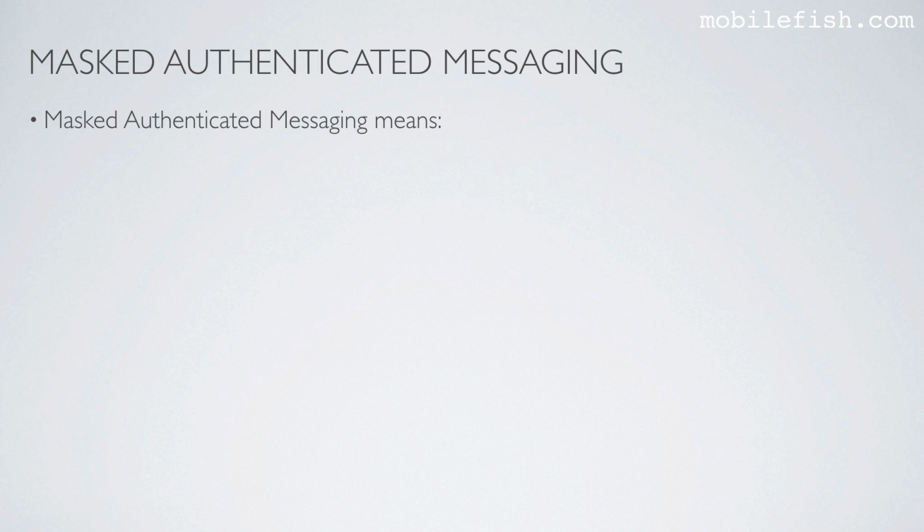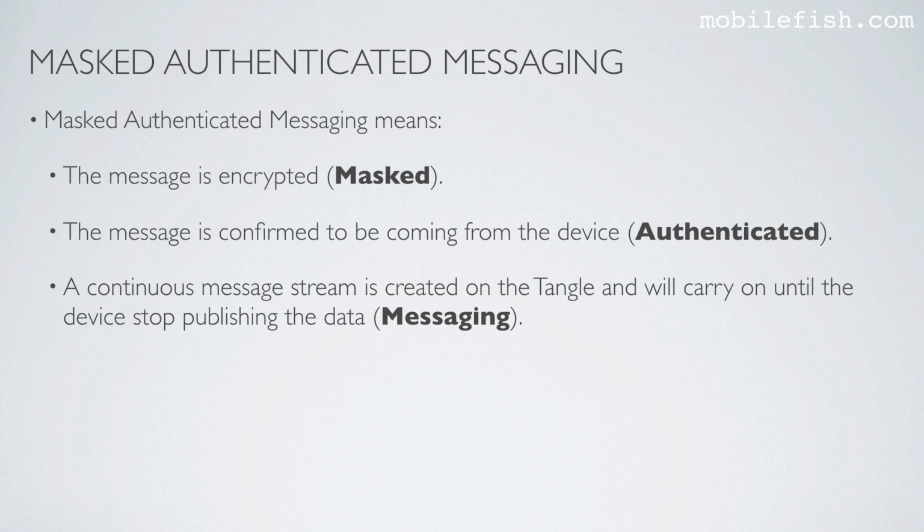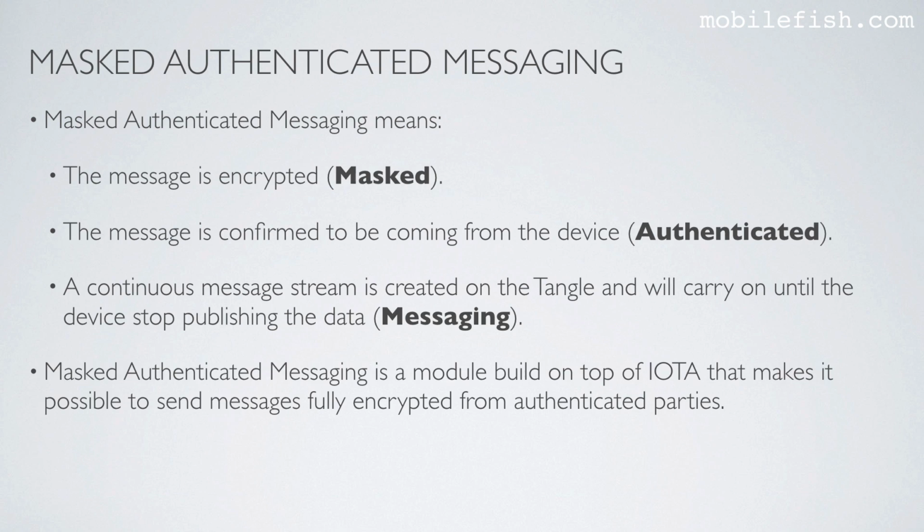Masked Authenticated Messaging means the message is encrypted. Another word for it is mask. The message is confirmed to be coming from the device, meaning it is authenticated. A continuous message stream is created on the Tangle and will carry on until the device stops publishing the data. This is also called messaging. Masked Authenticated Messaging is a module built on top of IOTA that makes it possible to send messages fully encrypted from authenticated parties.